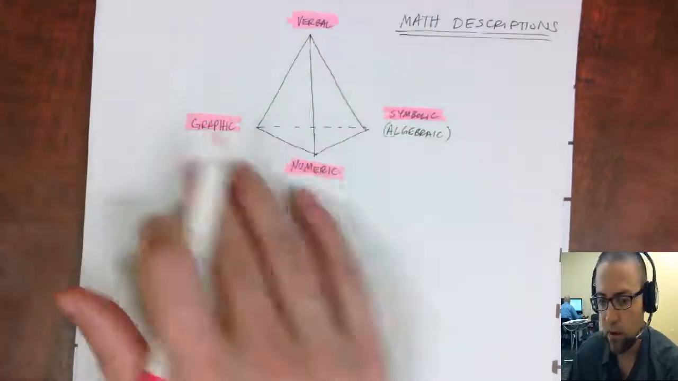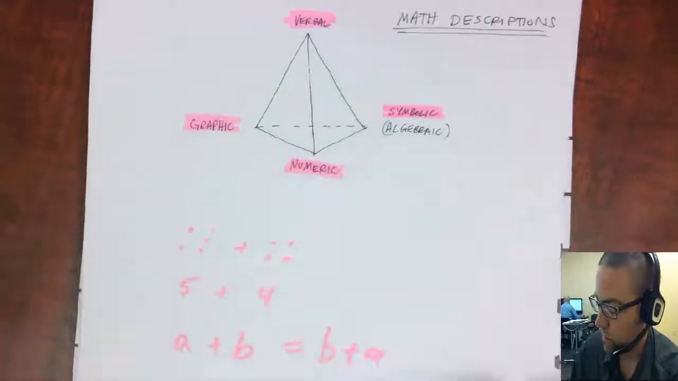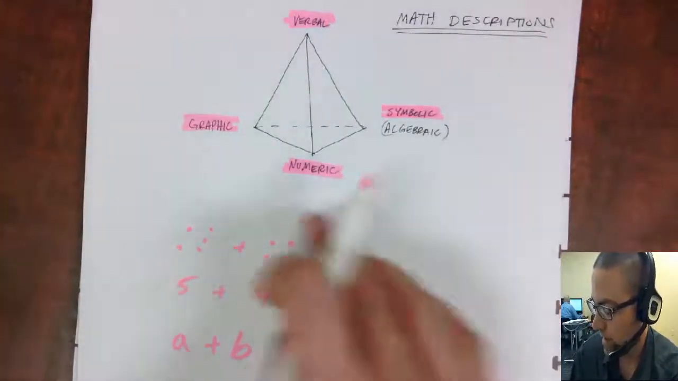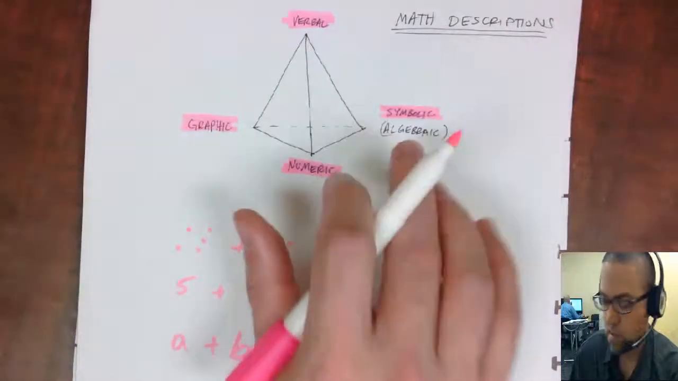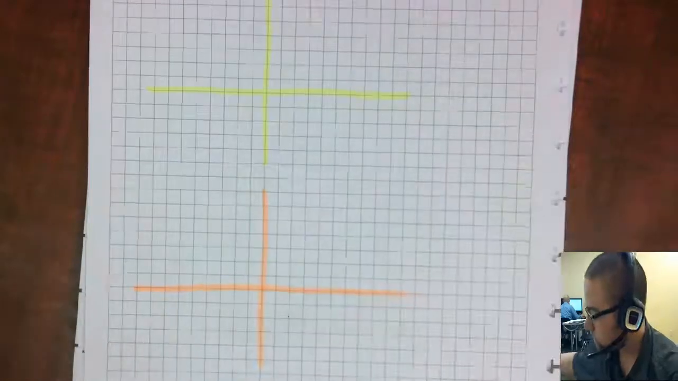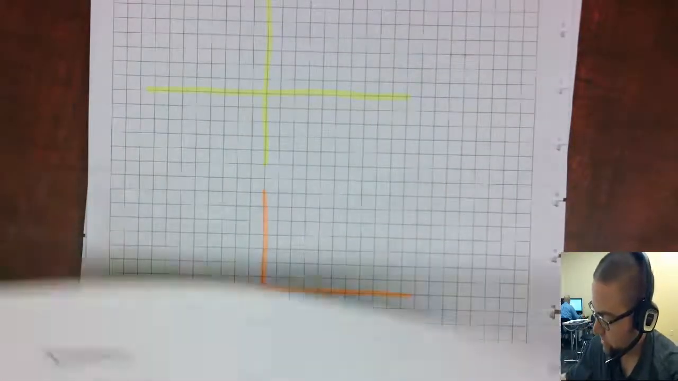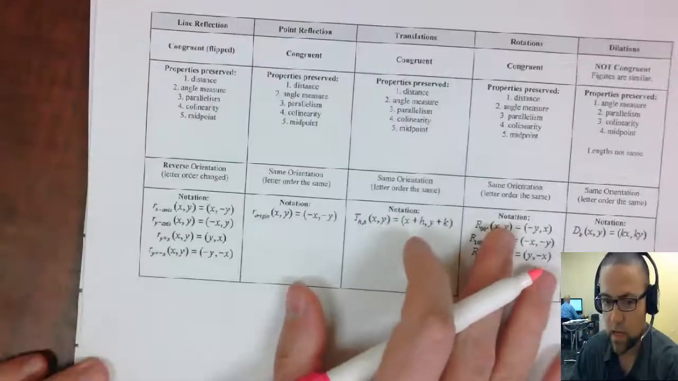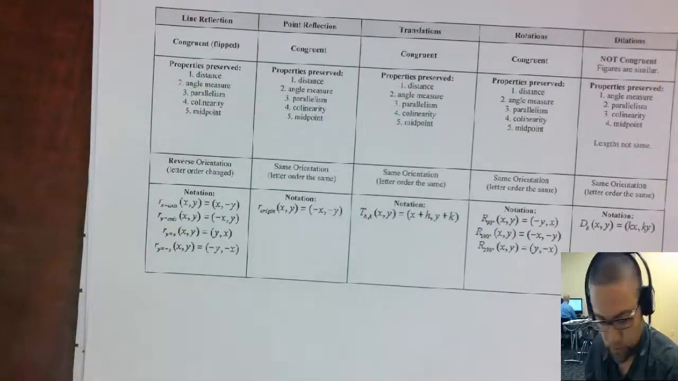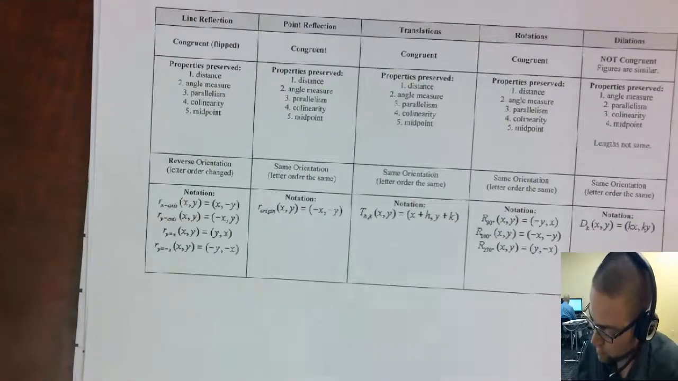So these are different ways to use math descriptions, and we've talked a little bit about our verbal descriptions with rotations and reflection. We've done some graphic, we've done some numeric in the coordinate plane, graphing one point to the other, doubling it, or cutting it in half. But now I want to talk about the symbolic representation of these. Symbolic representation uses this special notation, and I want to introduce you to this.